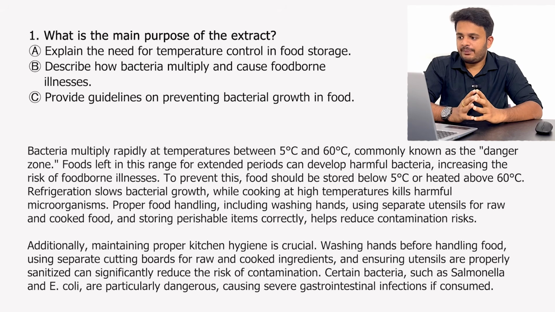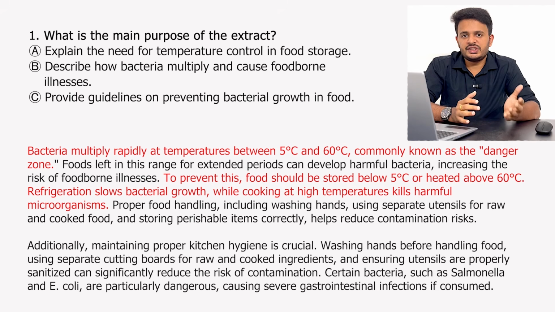Let's start with option A. It states, explain the need for temperature control in food storage. Is it mentioned in our extract? Yes, it may be mentioned, or certain part of that option is mentioned, but is it the purpose of the extract? Let's see. You can see the first sentence gives us information about the temperature range in which bacteria can thrive, and then it says that above 60 degrees Celsius, if food is heated, bacteria can die, and below 5 degrees Celsius, if it is refrigerated, it slows down the growth of bacteria.